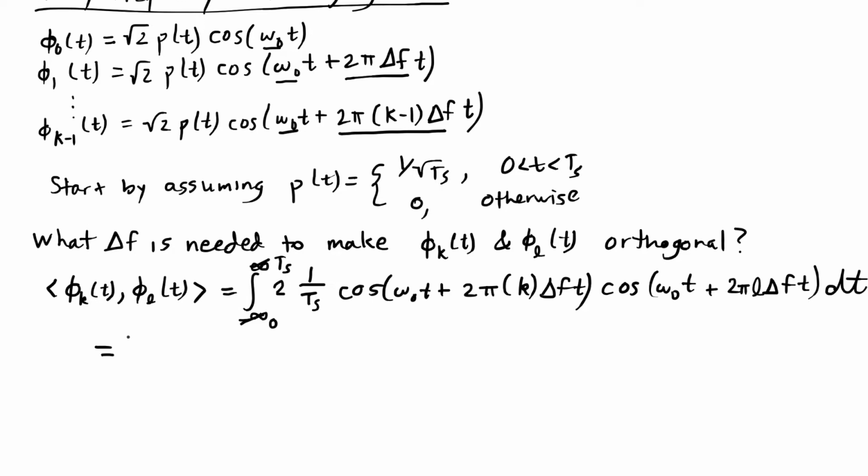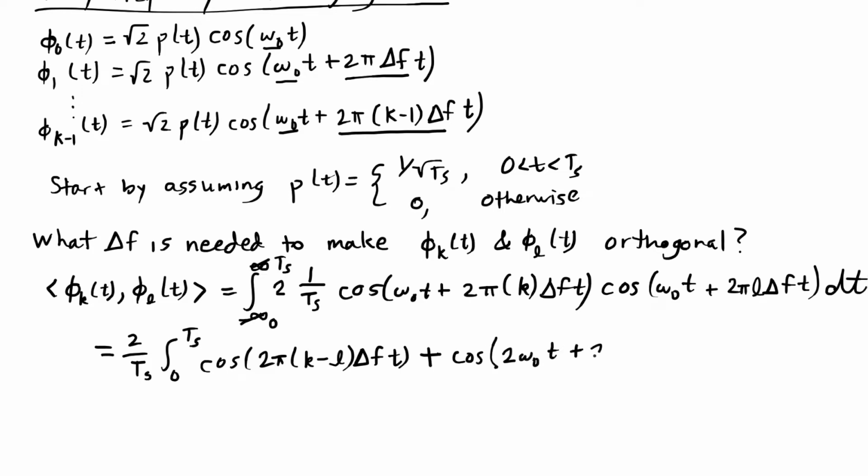Once I multiply these two cosines together, I'm going to be able to use the cosine product formula to come up with what that product is: a cosine at the difference of the two cosine frequencies, and a cosine at the sum of the frequencies. When I use that formula, I have an extra 1/2 that comes out front. So these two values of 2 are going to cancel.